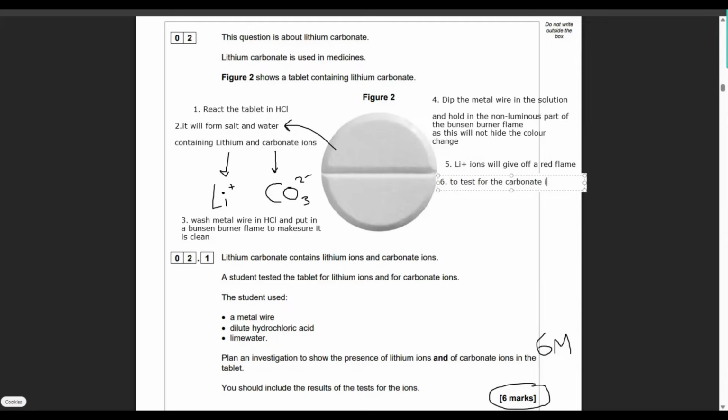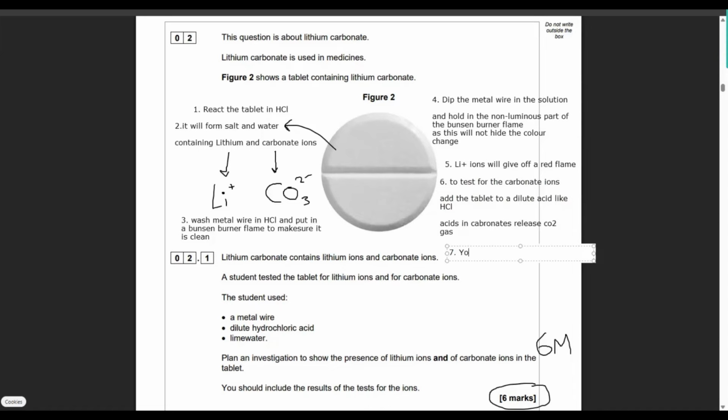So we now need to explain the test for carbonate ions. Well, you could react with acid. So take the carbonate part of the tablet, crush it, drop it into an acid. When you mix the carbonate ions of the tablet with the acid, you're going to see bubbles. And those bubbles are going to be carbon dioxide gas.